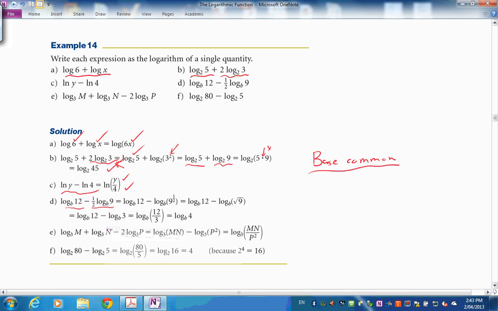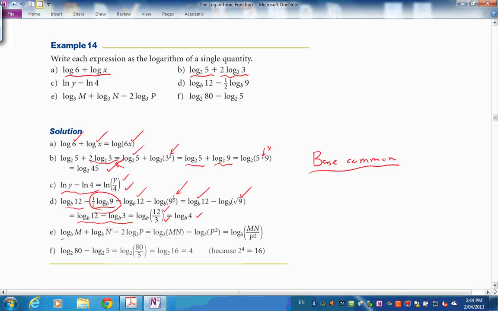Log base b of 12, take a half log base b of 9. So log base b of 12. And you're multiplying here the log, which is a power, by a half. That must mean that half is behaving as a power. So it becomes log to the base b of 12, and 9 to the half is the root of 9. So it's log to the base b of 12, take log to the base b of the root of 9, which is 3. Subtracting logs, subtracting powers, you will be dividing. So it's log to the base b of 4.